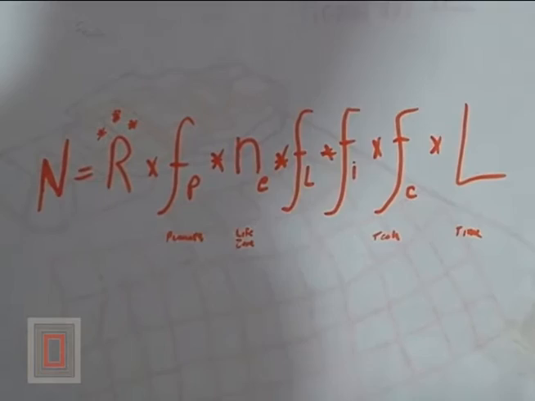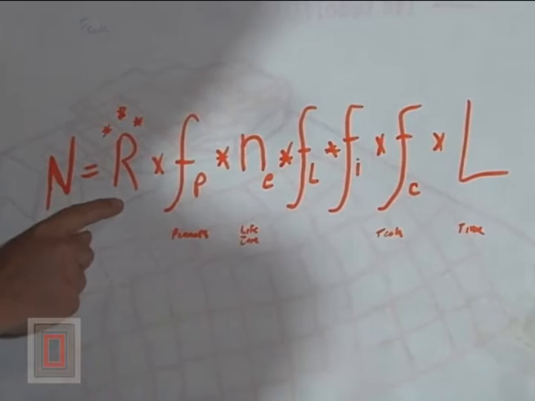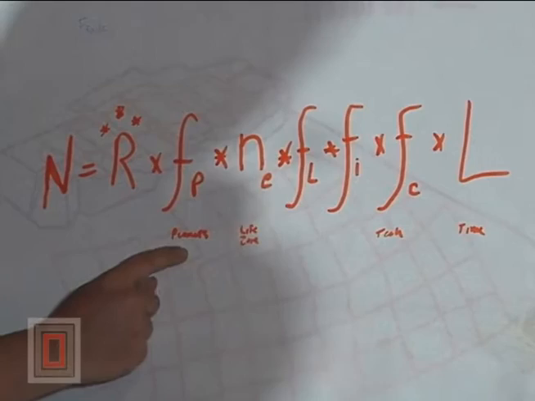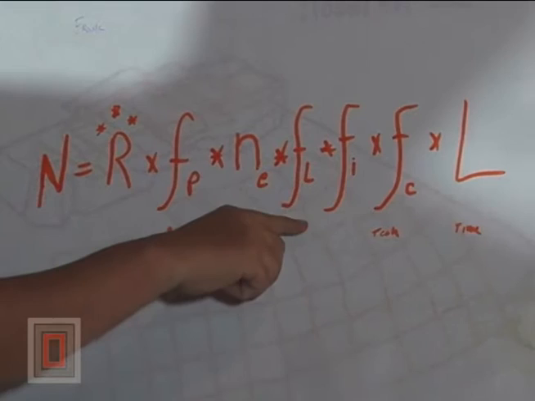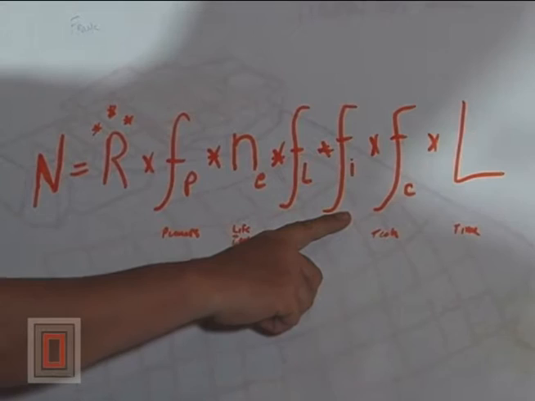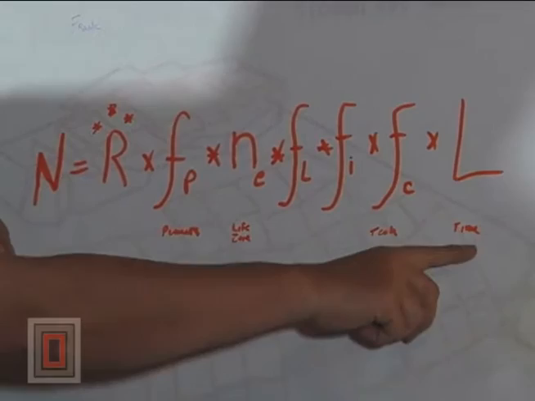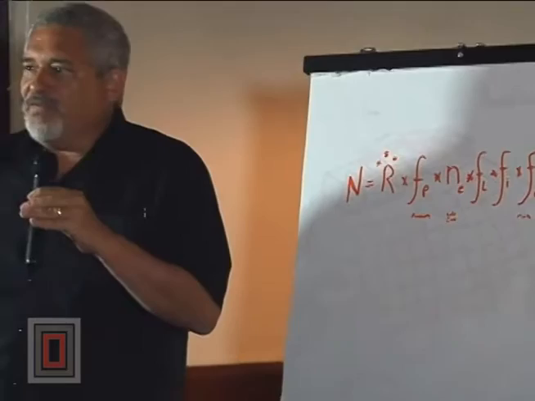N is the number of extraterrestrial civilizations, times R, which is the rate of star formation, times the fraction of these stars that are going to have planets, times the fraction of these stars that are in the habitable zone, times the fraction of those planets that evolve life, times the fraction of the life that evolves into intelligence, times the fraction of intelligent life that wants to communicate, times the average expected lifespan of a technological civilization. And so when you fill in all of these variables, you get a calculation for what you think should be the right number of alien civilizations.